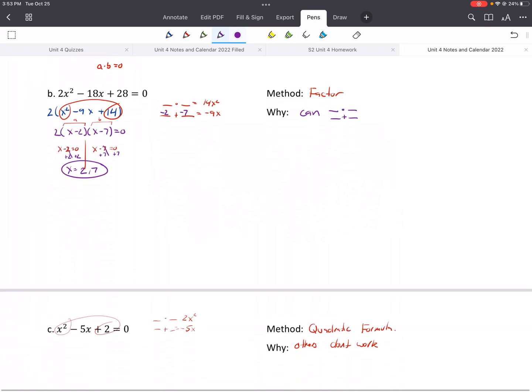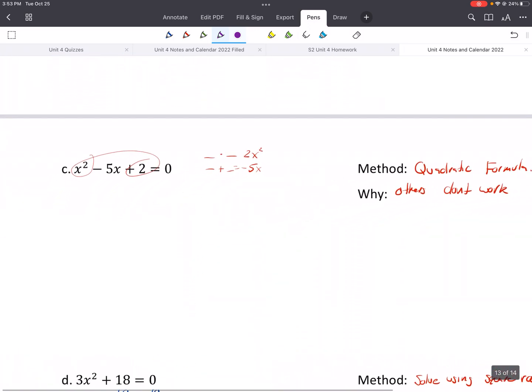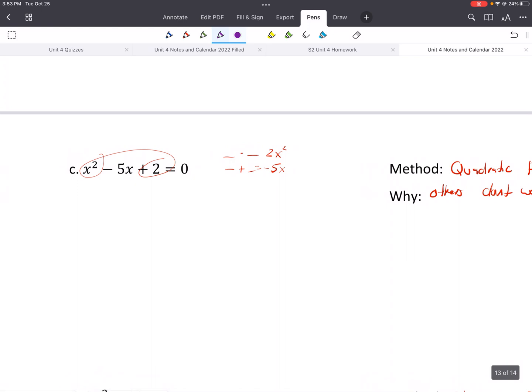Alright, so now we'll go back to the quadratic formula. Again, the others don't work. Can't use square roots to solve. We can't complete the square because b is odd. It's not factorable. So we'll just need to use the quadratic formula.